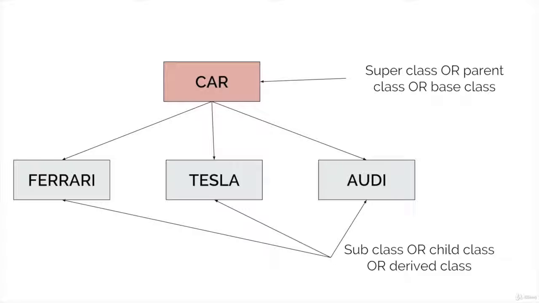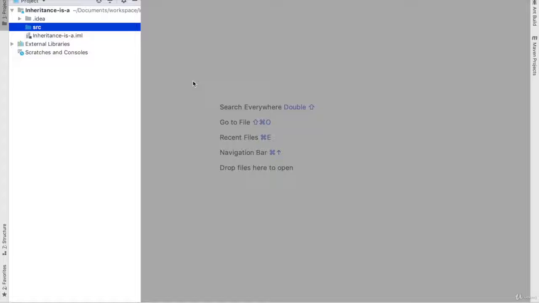So let's hop on to our coding editor and write a sample program that will help us understand inheritance even better. Now what we are going to do is define a parent class, which has a variable and a method. Then we are going to define a child class which again has a variable and a method, and we will be extending this child class with the parent class.